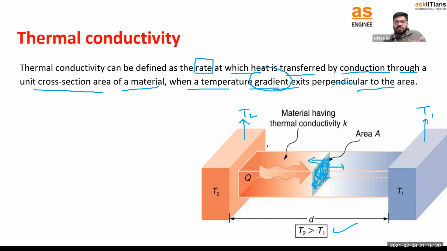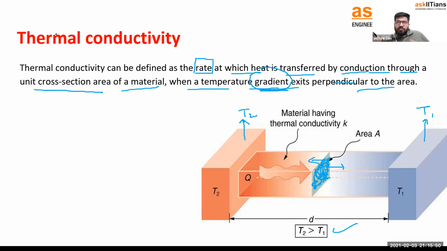Perpendicular to that cross section, there was some temperature difference. Getting my point? Any temperature difference, which is known as temperature gradient, whenever there is temperature change along the length of a conductor or any material, will be defined as a temperature gradient. So if there is any temperature difference perpendicular to the cross section, then heat is transferred by the conduction method, and the calculation of the rate at which heat is transferring is defined as thermal conductivity.